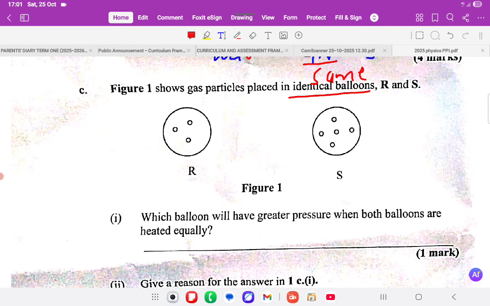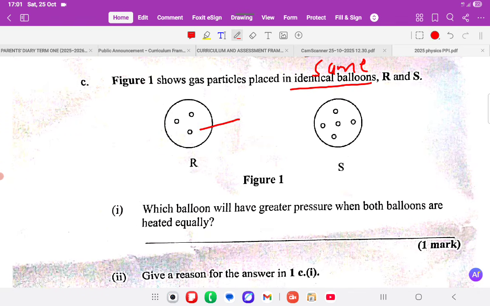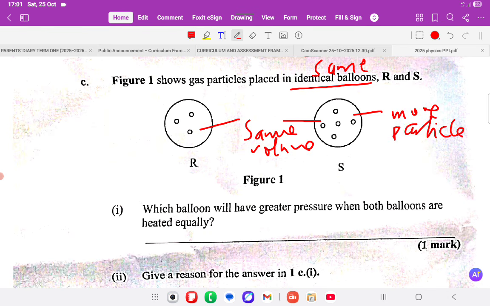All right, so here we are given two identical balloons, meaning that they have the same volume. But the difference between the two, you find that there are more particles here, but in this one here, we have few particles. That's the difference between these two.